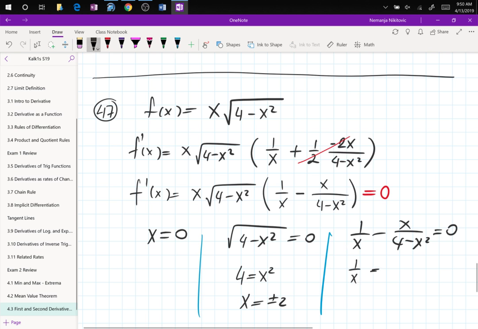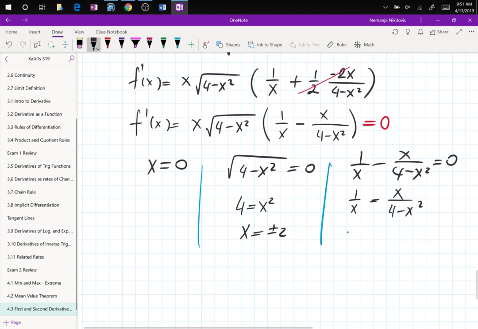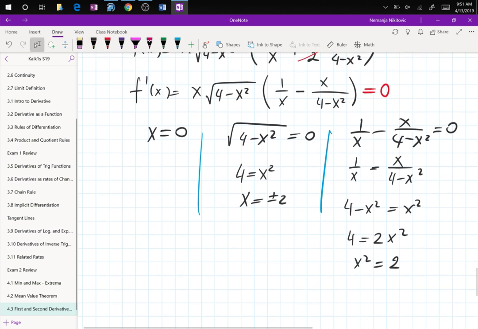This one is, you make them equal first. You move one term to the other side, and then you cross multiply. You get 4 minus x squared is equal to x squared. And when you put the x squared together, you get 4 equals 2 x squared. So x squared is equal to 2. And finally, x is equal to plus minus root 2. So I have 5 different numbers.